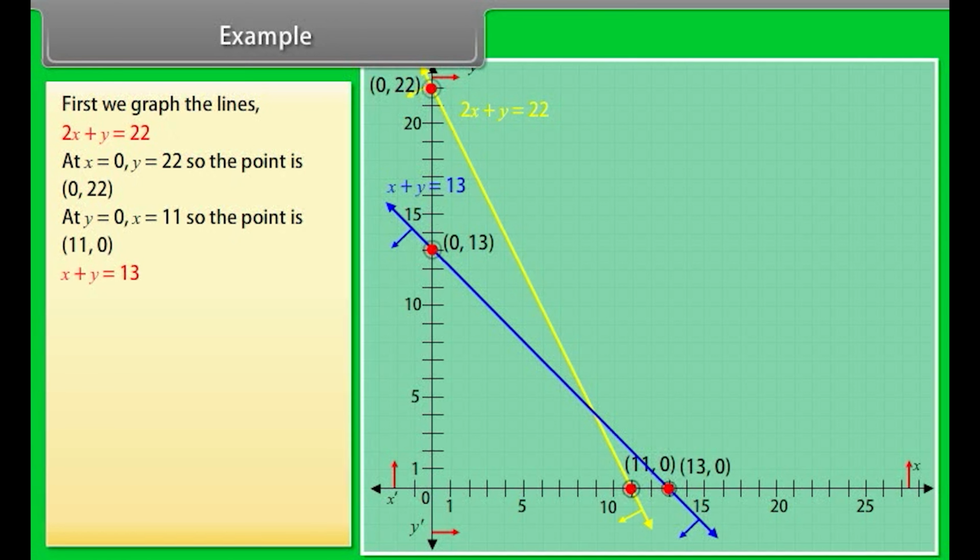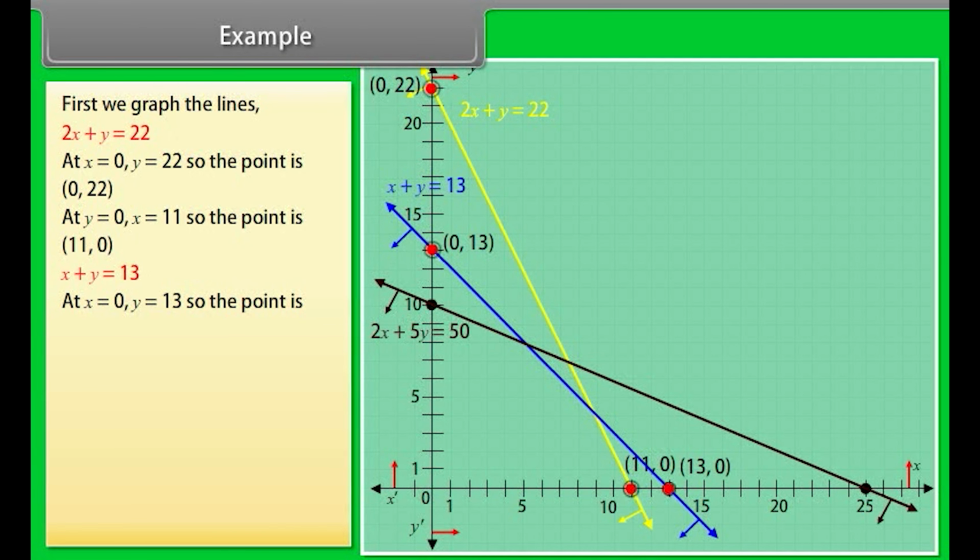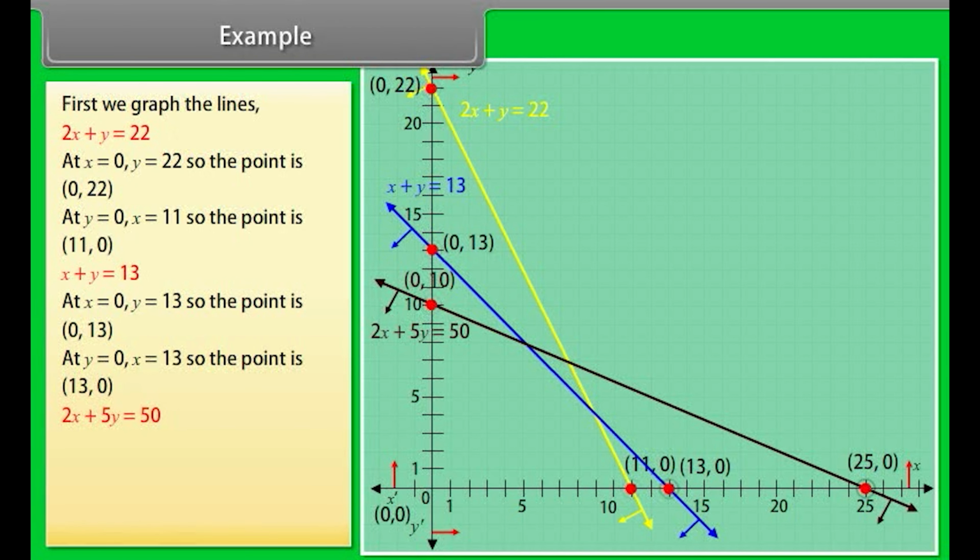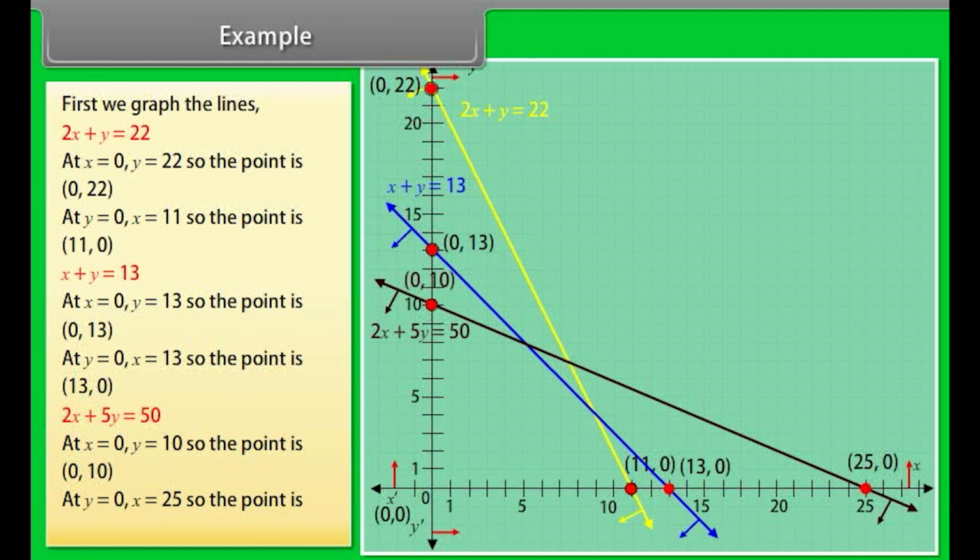x plus y is equal to 13. At x is equal to 0, y is equal to 13, so the point is 0, 13. At y is equal to 0, x is equal to 13, so the point is 13, 0. 2x plus 5y is equal to 50. At x is equal to 0, y is equal to 10, so the point is 0, 10. At y is equal to 0, x is equal to 25, so the point is 25, 0.